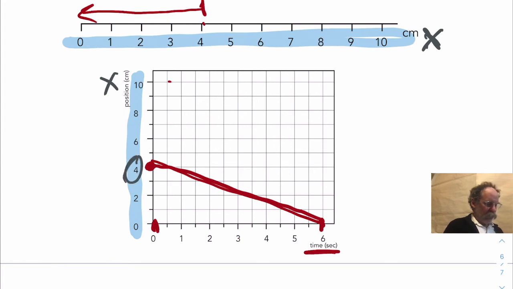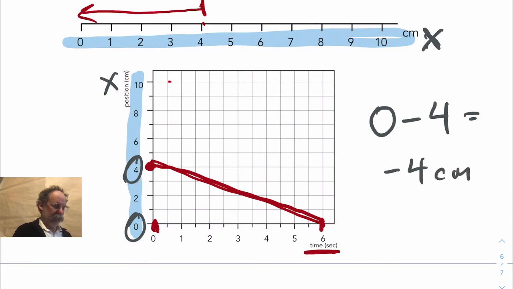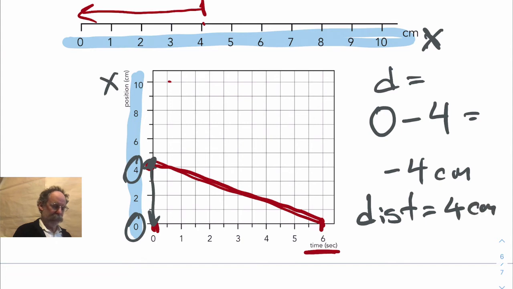Displacement, initial, final. We take the final, 0. We subtract the initial, 4. We get a displacement of negative 4 centimeters. That's the displacement. What's the distance? The distance is just how far you had to go from 4 to 0. So the distance is just equal to 4 centimeters.